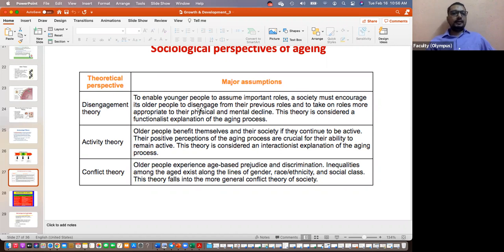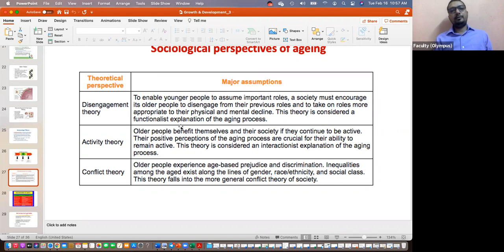A society must encourage its older people to disengage from the previous roles and to take on roles more appropriate to their physical and mental decline. So after a certain age, they are probably able to perform only certain functions effectively. They should switch to those functions and retire from this type of important work. This is to find good effective work progress in the given system. So this is called the functionalist explanation of the aging process.